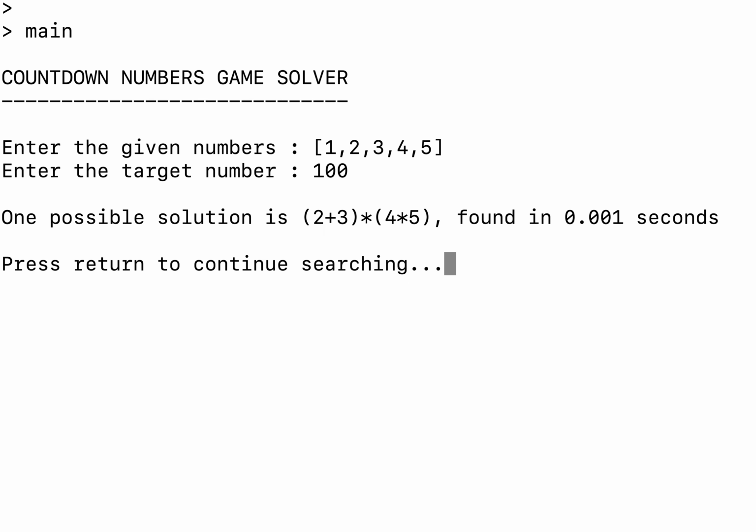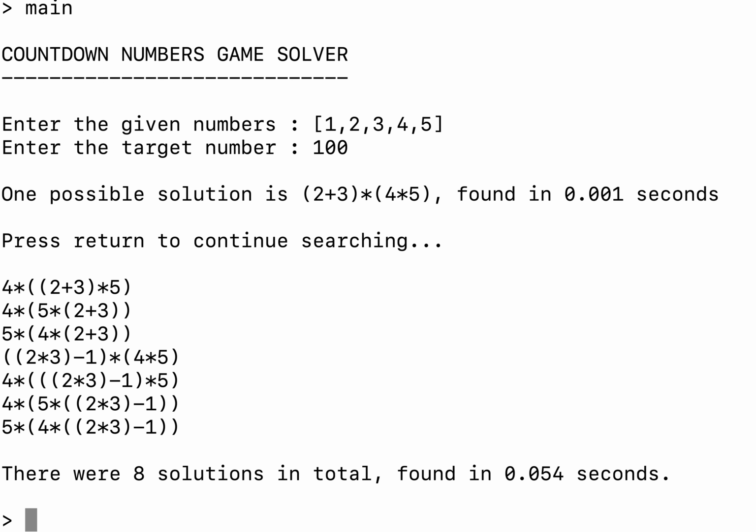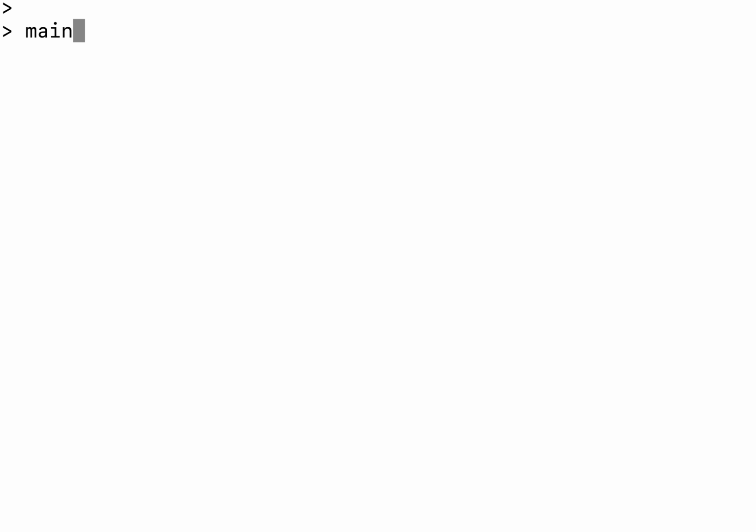In fact, it's found one solution in 1/1000th of a second. And you can check it's actually found a solution. 2 plus 3 is 5, 4 times 5 is 20. And then when you multiply the two parts, the 5 times the 20, you get 100. And the program will actually, when you press return, find all possible solutions. And for this example, there are 8 solutions, and it managed to find them very quickly in just under 5/100ths of a second.